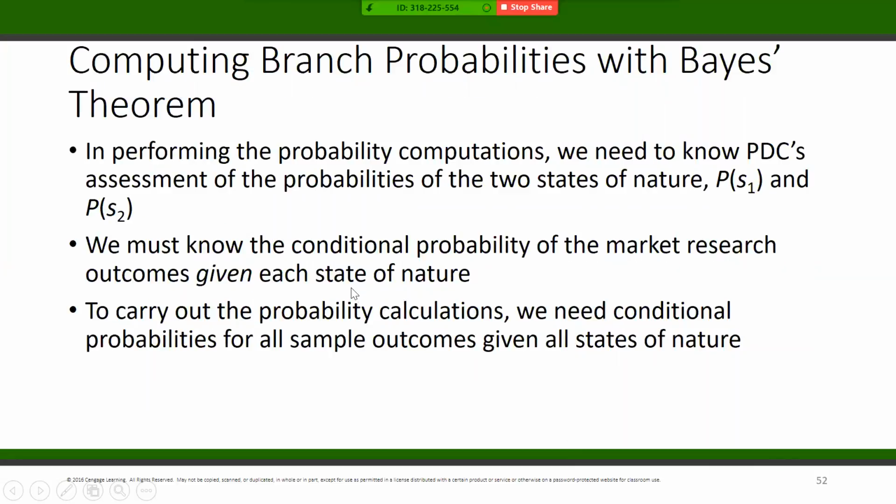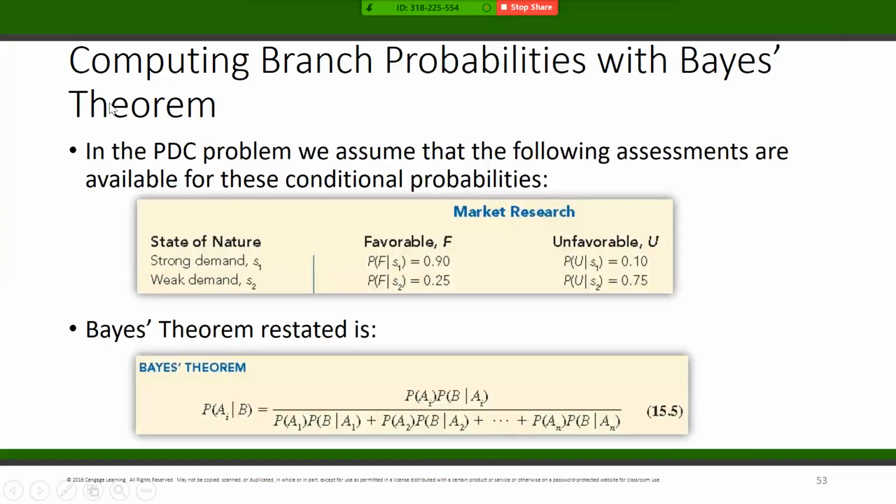So in performing the probability computations, we need to know PDC's assessment of the probabilities of the two states of nature, P(S1) and P(S2). Now we must know the conditional probability of the market research outcomes given each state of nature. And to carry out the probability calculations, we need the conditional probabilities for all sample outcomes given all states of nature.